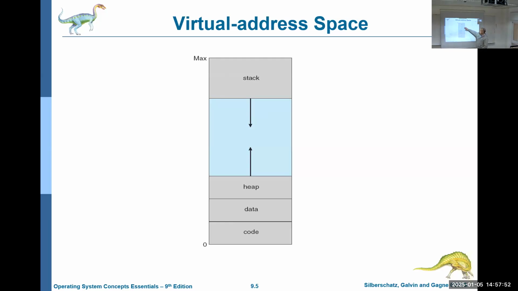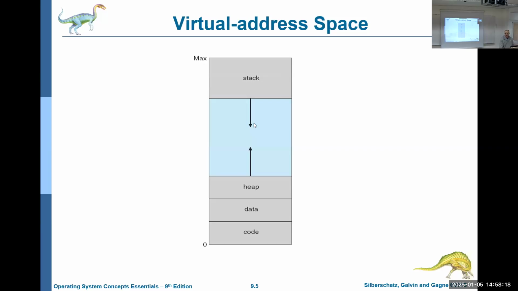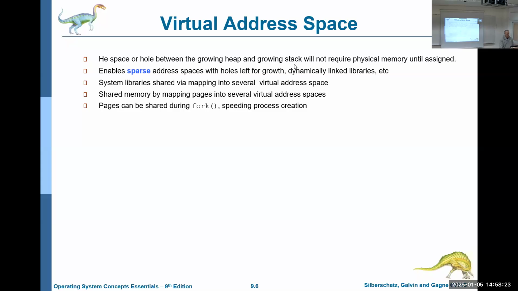Now I allot a certain amount of memory to a program and I don't necessarily use it at once. And over time, I increase the use of the stack or the heap. Stack goes down, the heap goes up. They're using the same space though. Okay, the space or hole between the growing heap and growing stack, now I see why I put it here. All right, the space between this will not require physical memory until assigned.